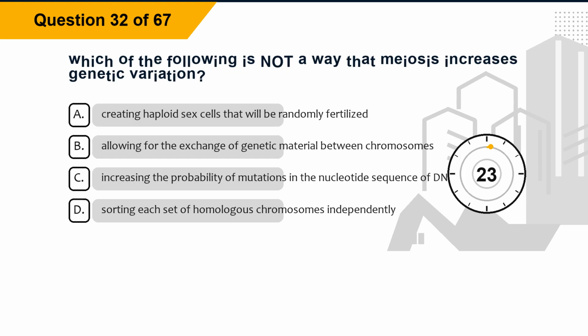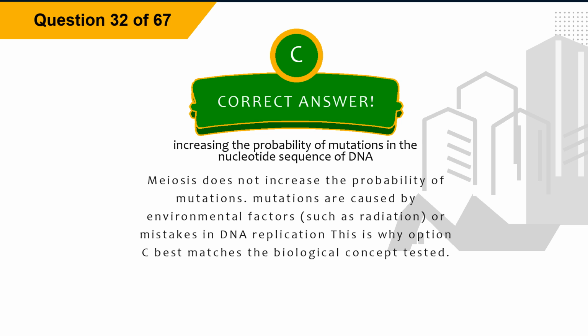Question 32. Which of the following is not a way that meiosis increases genetic variation? Option A, creating haploid sex cells that will be randomly fertilized. Option B, allowing for the exchange of genetic material between chromosomes. Option C, increasing the probability of mutations in the nucleotide sequence of DNA. Option D, sorting each set of homologous chromosomes independently. The correct answer is option C, increasing the probability of mutations in the nucleotide sequence of DNA.